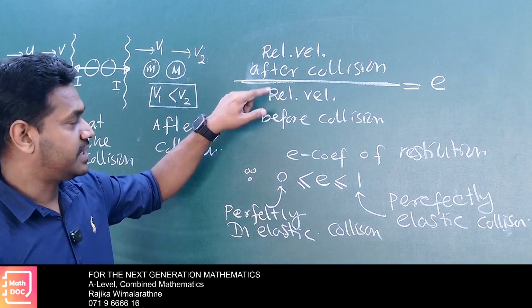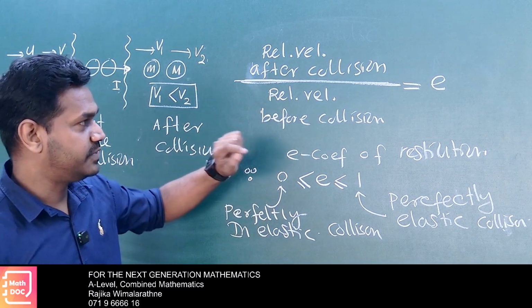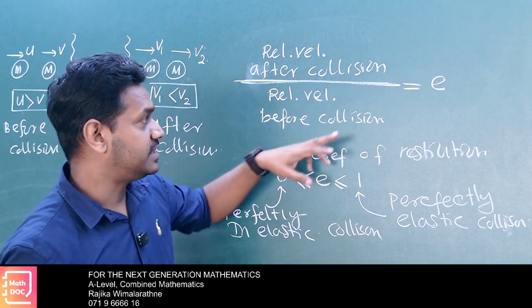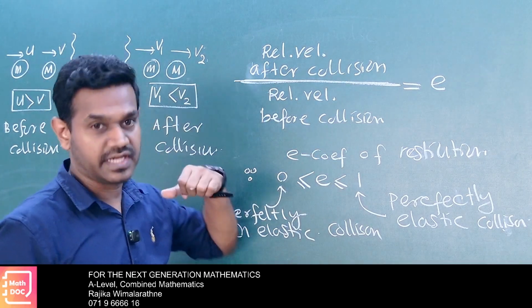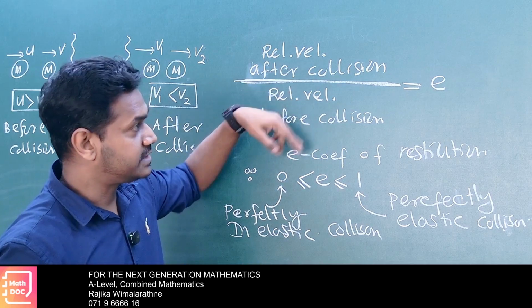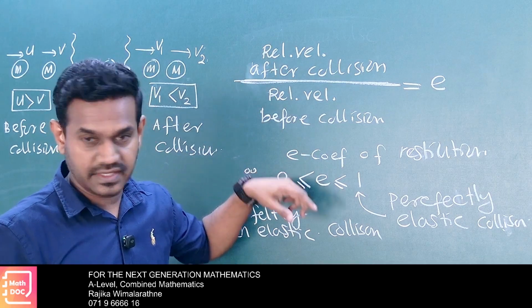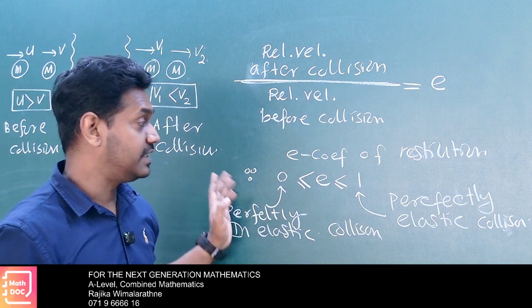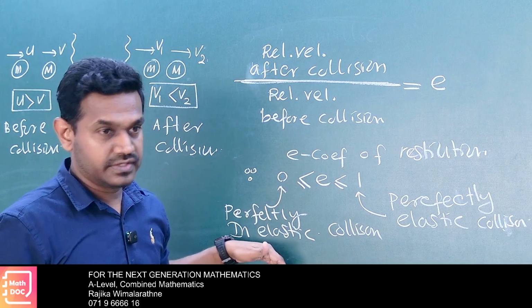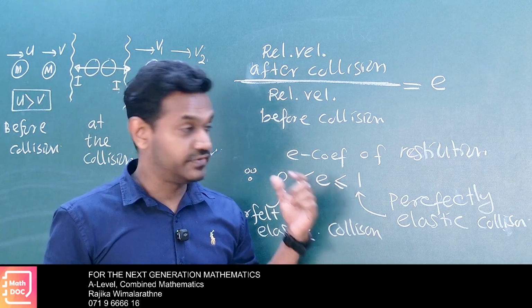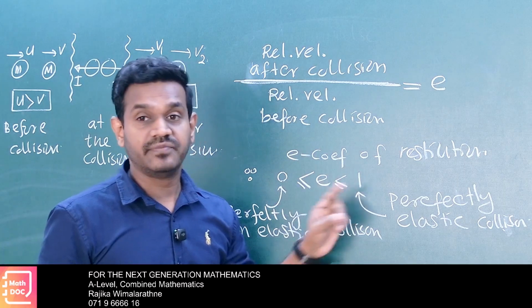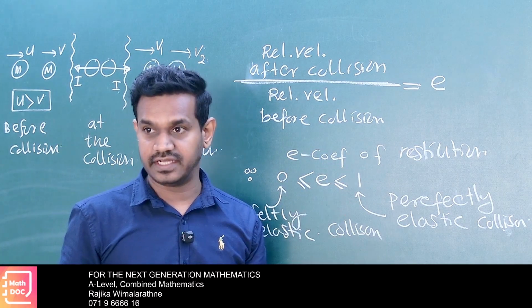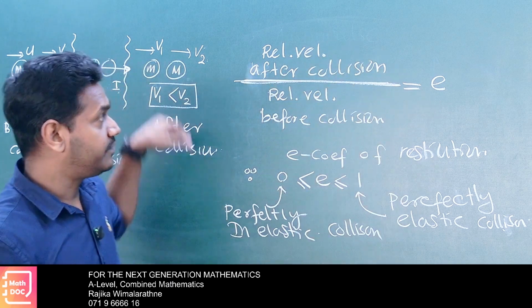Relative velocity after collision divided by relative velocity before collision is a fraction. Relative velocity before collision is usually larger than relative velocity after collision. Therefore, this is a fraction. Remember, perfectly elastic has E value 1, perfectly inelastic has E value 0. Usually when you are doing questions, this E will be given, or we need to find it. Okay, put that law.